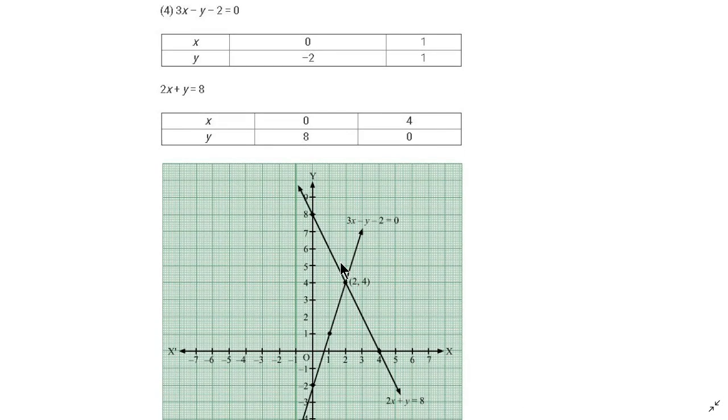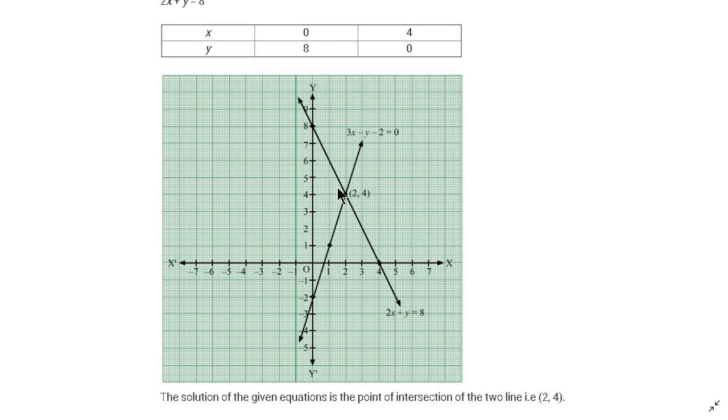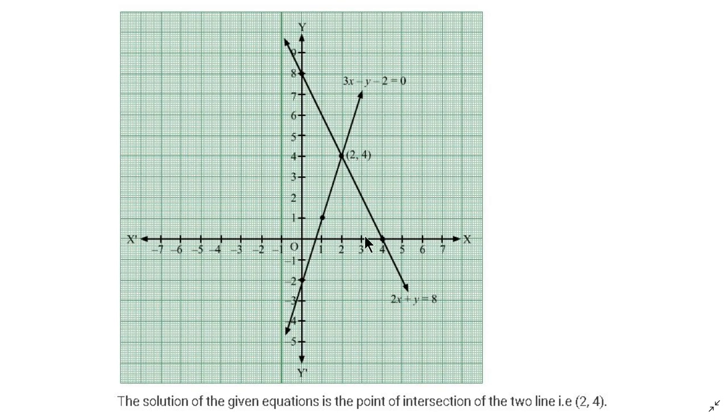Question number 4 is also on the graphical method, and there are two different equations of two different lines. Find out the x and y values. When we put x is equal to 0, find y. When we put x is equal to 1, find out y. Similarly do with this, put x and y equal to 0 and find the values. Then find where these two lines meet, that is the solution. 2 comma 4 is our solution. Okay, this is the graphical method of solving simultaneous equations.